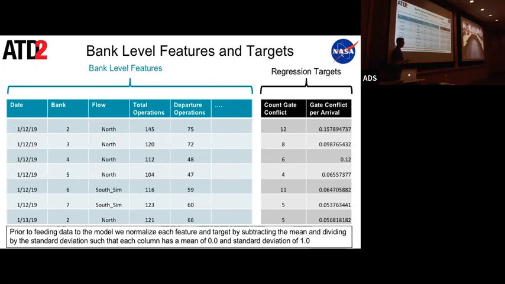One thing I would mention is that the data we're using is not purely SWIM data. Some of it comes out of the ATD2 IADS system, and some of those data elements, for example the knowledge of a gate conflict, are not necessarily available in SWIM. So that's unique data to the ATD2 IADS system. One last thing to mention is that when we have these features and targets, before we start feeding this data to models, we normalize each feature by subtracting the mean and dividing by the standard deviation, so that each column will have a mean of 0 and a standard deviation of 1.